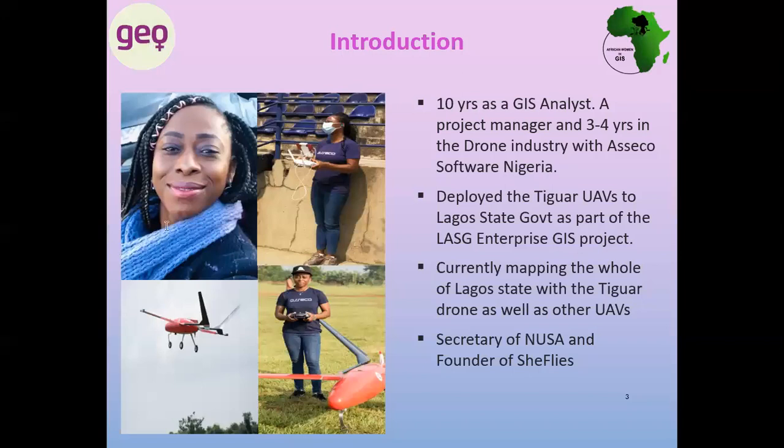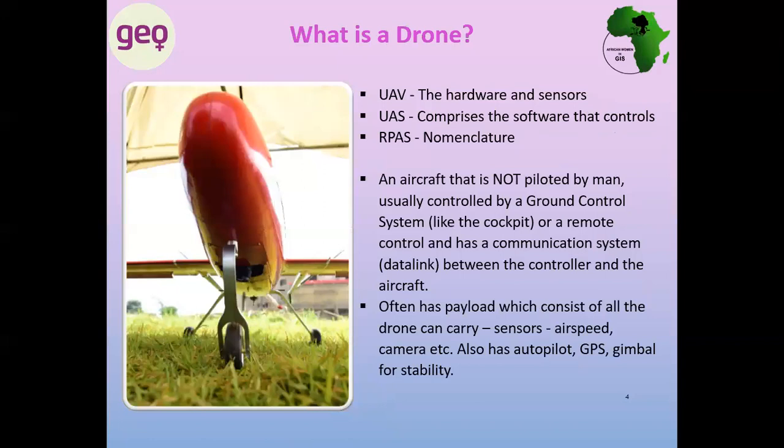So now, what is a drone? There are many nomenclatures that we use in describing a drone. A drone is often referred to as a UAV, which stands for Unmanned Aerial Vehicle. Vehicle simply refers to the hardware and some of the sensors you find on the hardware. Some people refer to drones as an unmanned aerial system. Now, the system comprises the software and every other control, including the hardware.